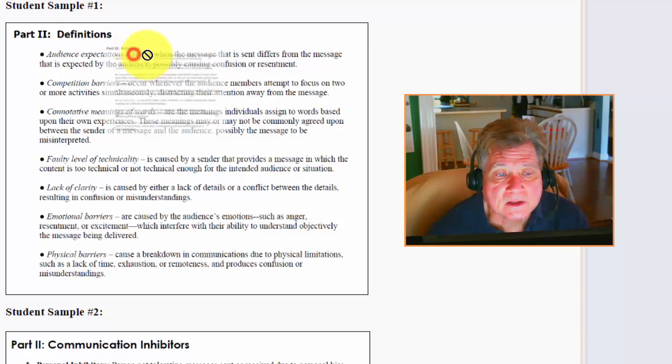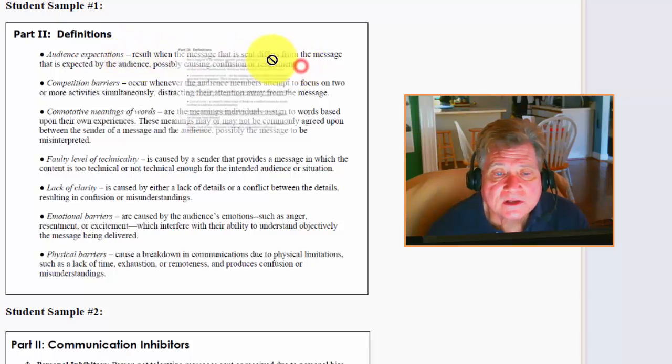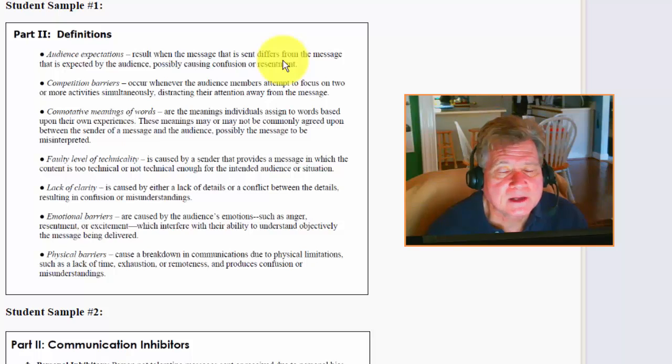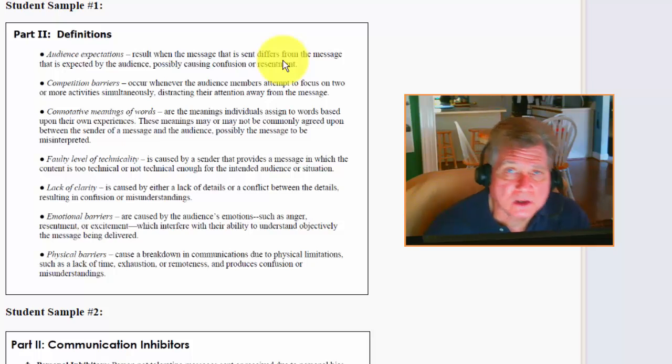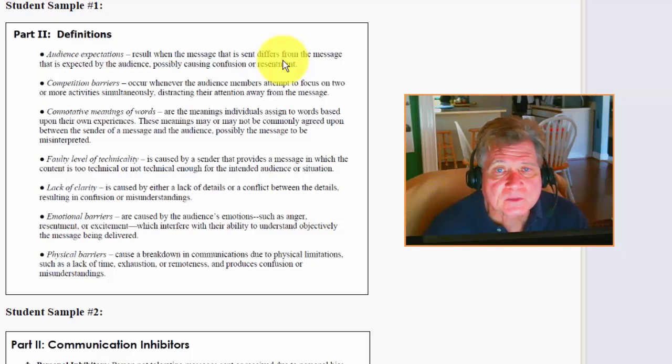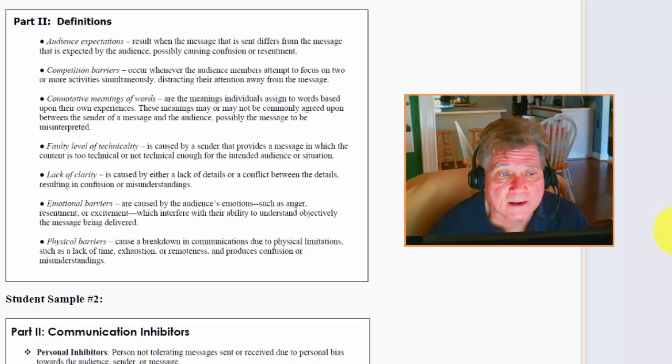Then comes the definition. Notice the definition is a dictionary type definition. It doesn't refer to your particular workplace. What you're going to do is read a lot about these inhibitors. You're going to come at them from different angles. And after doing that, you're going to formulate in your own words your own textbook or dictionary definition of each inhibitor. Another thing to keep in mind about these lists is that they must be in parallel format.